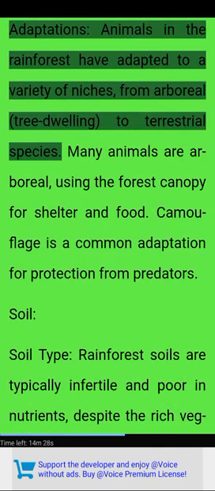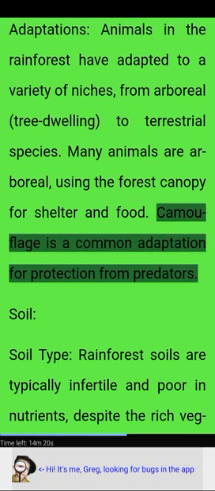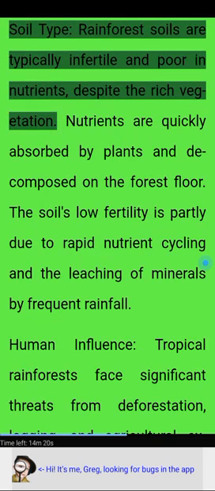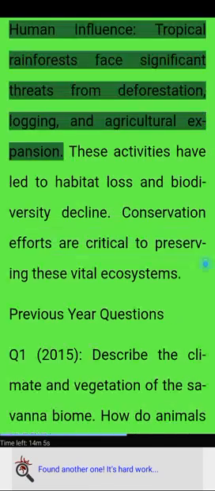Adaptations. Animals in the rainforest have adapted to a variety of niches, from arboreal tree-dwelling to terrestrial species. Many animals are arboreal, using the forest canopy for shelter and food. Camouflage is a common adaptation for protection from predators. Soil. Soil type. Rainforest soils are typically infertile and poor in nutrients, despite the rich vegetation. Nutrients are quickly absorbed by plants and decomposed on the forest floor. The soil's low fertility is partly due to rapid nutrient cycling and the leaching of minerals by frequent rainfall.